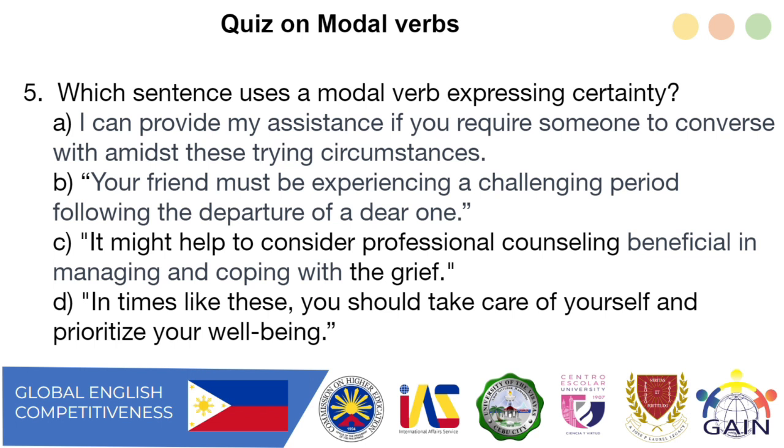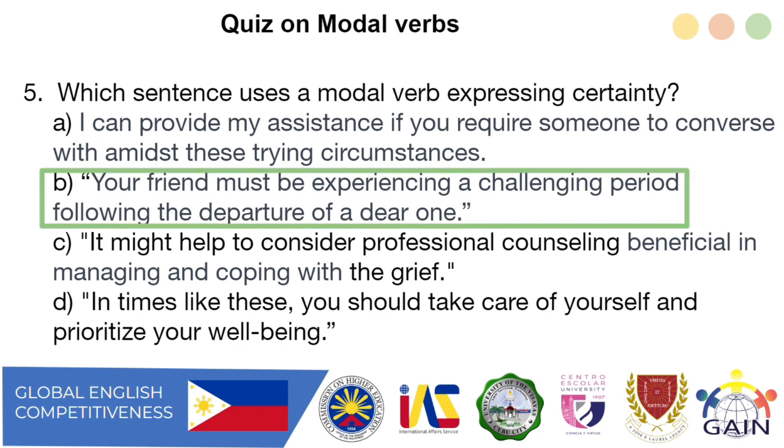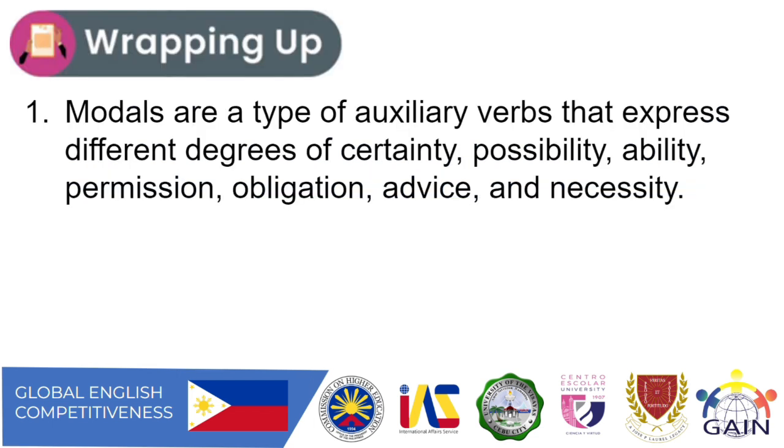The sentence that uses a modal verb of certainty is letter B. Your friend must be experiencing a challenging period following the departure of a dear one. Modals are a part of auxiliary verbs that express different degrees of certainty, possibility, ability, permission, obligation, advice, and necessity.